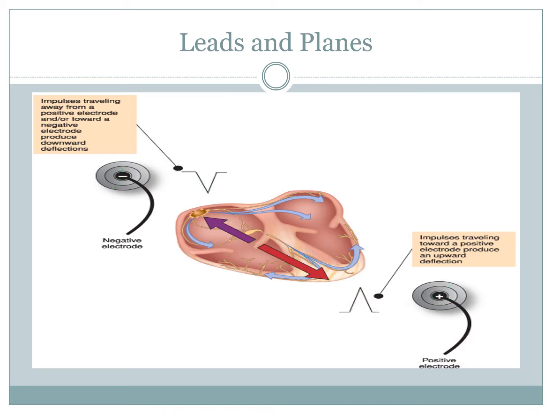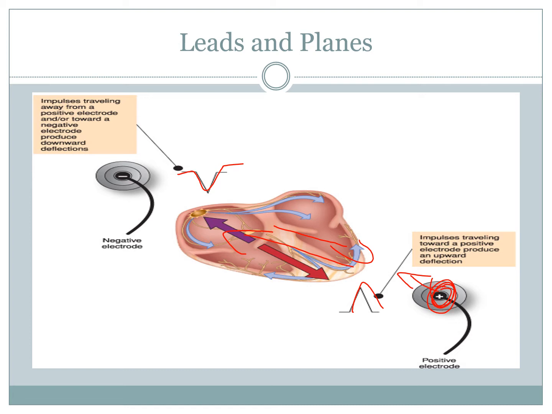Okay, so every single one of these leads has a point of view sitting, if you will, on the positive end and looking. And if it sees the impulse coming towards it, it's going to have a positive deflection. If it sees the impulse going away from it, then it's going to have a negative deflection. Okay, so AVR is a classic example for negative deflection. Okay, the electrical impulse is going away from the positive pole.